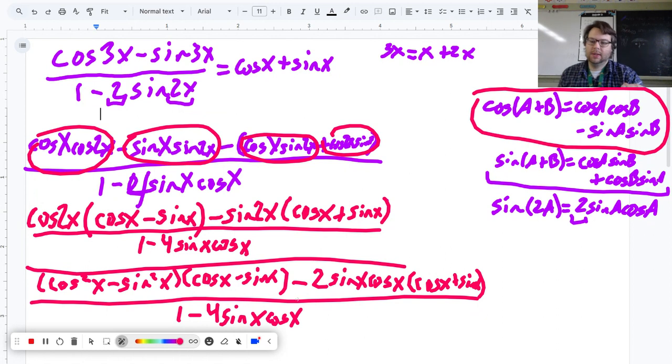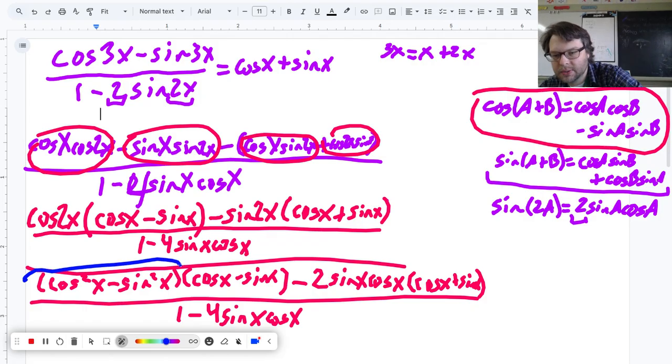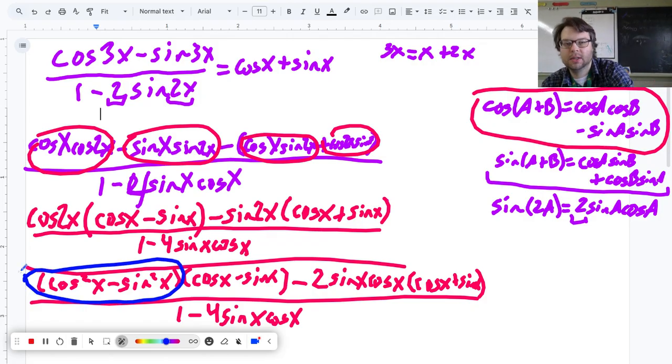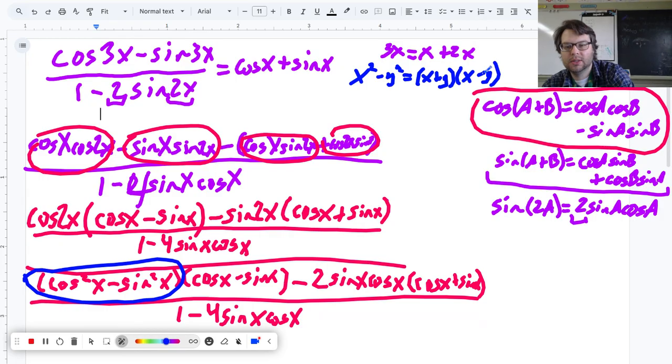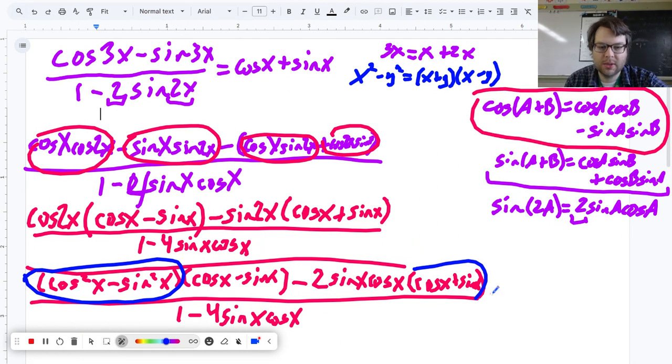One of the nice things, though, about cosine squared and sine squared is that cosine squared minus sine squared factors. Remember, if you do x squared minus y squared, you can factor that to be x plus y times x minus y. So I'm going to think about that piece as cosine plus sine times cosine minus sine. Well, that gives me a common factor right here, because here's another cosine plus sine. So let's see if I can squeeze this into the bottom right corner. Probably a poor choice, but we'll give it a shot.